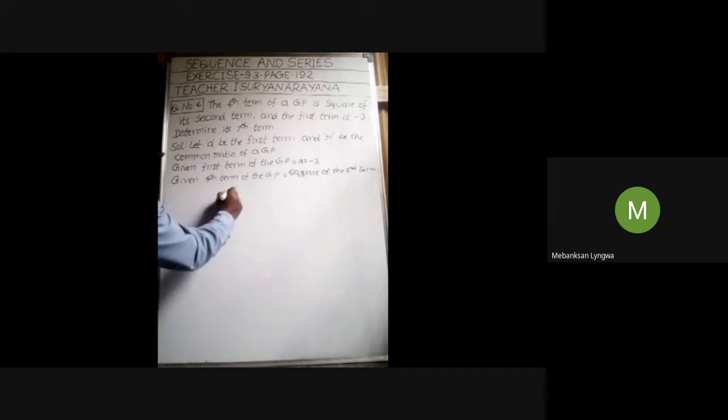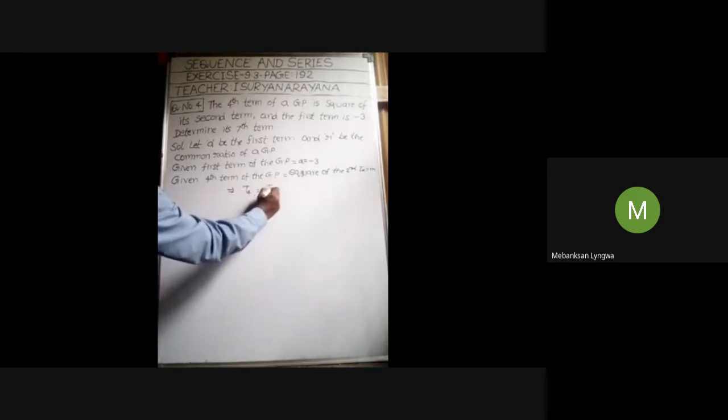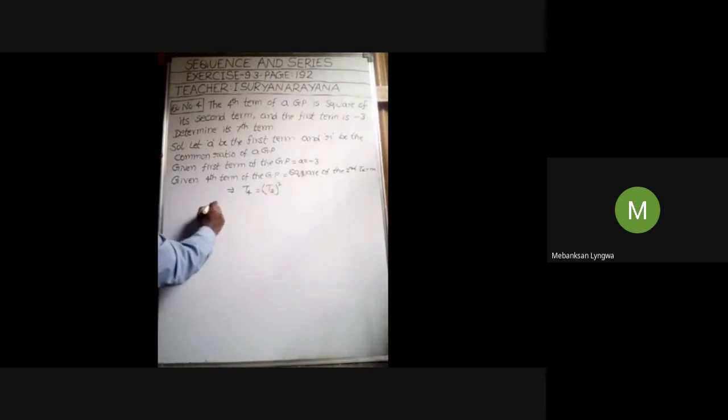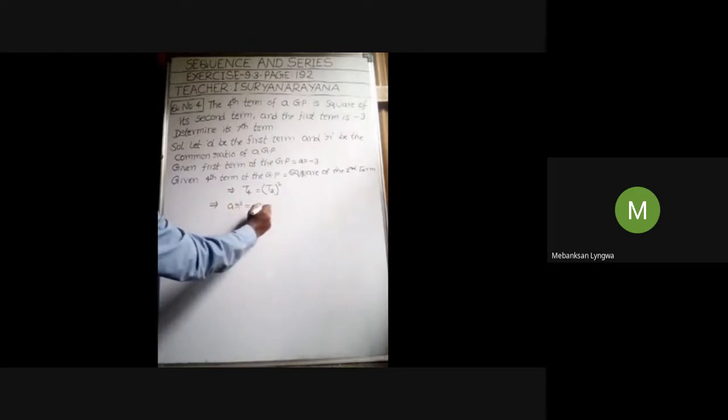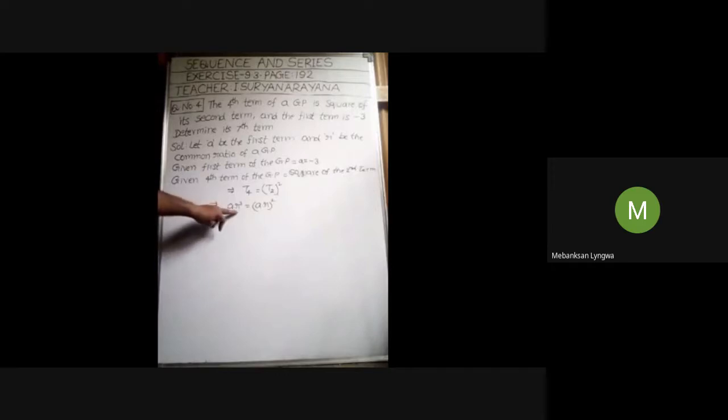Okay, my children. How do you denote this? How do you write T4? Fourth term is equal to second term whole square. Yes or no, my children? How do you find the fourth term? A r cube is equal to A r whole square. First term is A and common ratio is r, so the nth term is A r power n minus 1. 4 minus 1 is 3, so A r cube is equal to A r whole square.